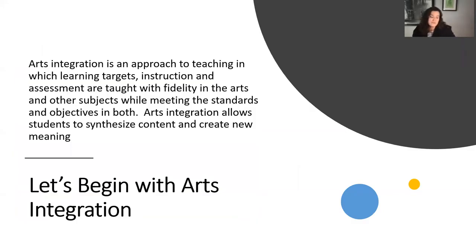So this is the DOE's definition, which relies heavily on the Kennedy Center's definition of arts integration. But basically, it needs to allow students to synthesize content, but there also has to be fidelity between the standards for the art form, in this case visual art, and the social studies standards. So you're going to end up assessing, when you use visual journals, the art portion as well as the social studies standards that are being used in the journal prompts.